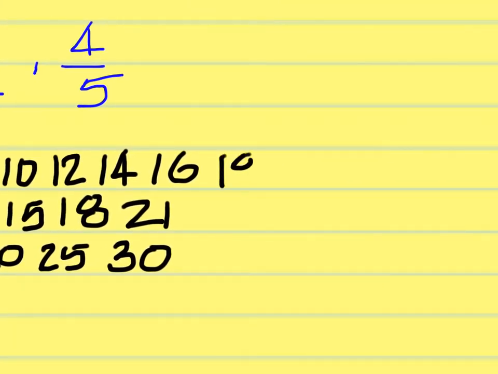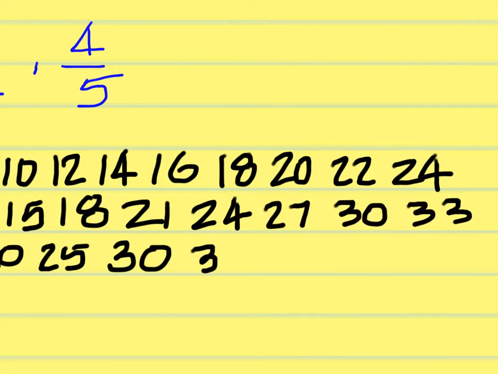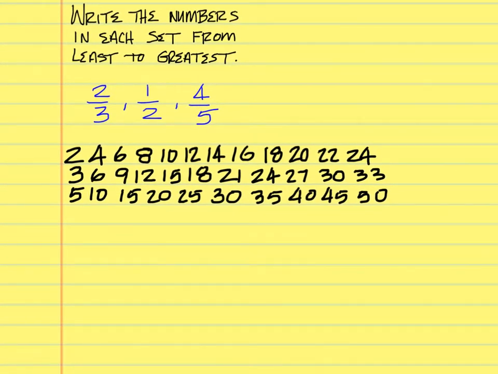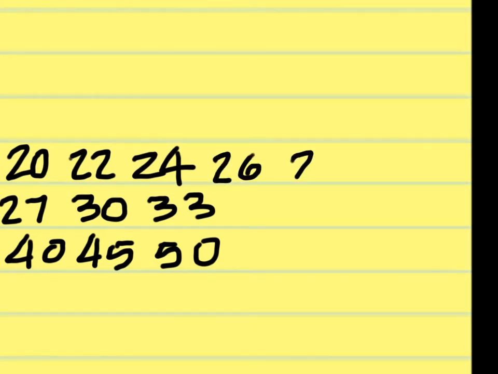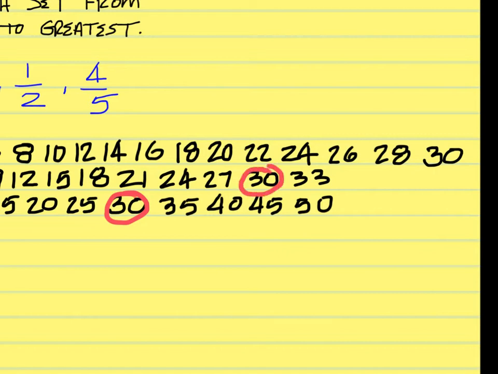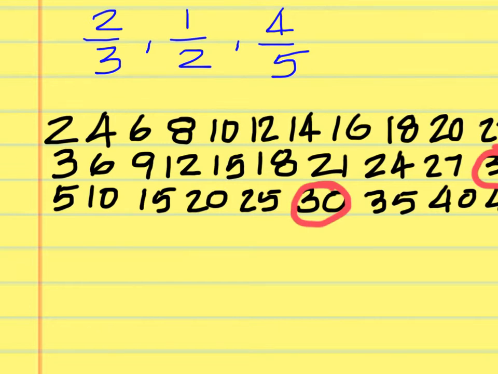So we'll go 18, 20, 22, 24. 27, 30, 33, and this is 35, 40, 45, 50. Is there a number that shows up in all three of those so far? Nope. Okay, well I have to keep going then. We'll go 26, 28, 30. Is there a number now that shows up in all three? It is 30, yes. It shows up here, here, and here. So we need to do this problem with a common denominator of 30.